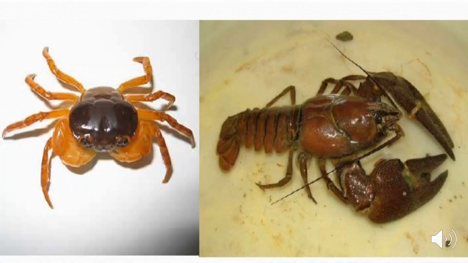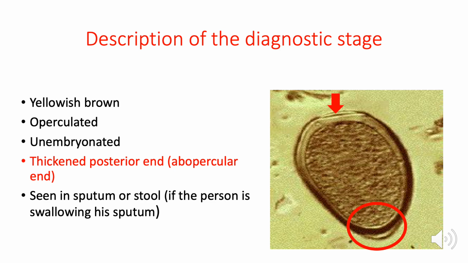Crayfishes can also harbor the parasite and become the second intermediate host. The diagnostic stage of Paragonimus is the unembryonated ovum. I want you to take a look at the ovum in the PowerPoint slide. It is elliptical in shape. It can be yellowish to brown in color. It has an operculum, which is pointed by the red arrow.